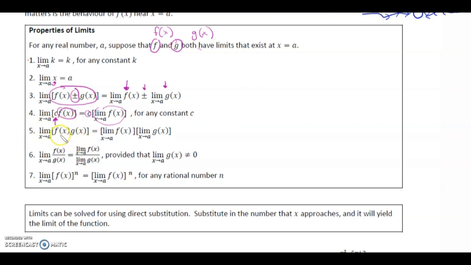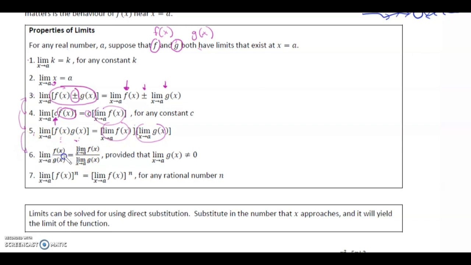Okay, 5, if we have two functions that are multiplied by one another, and these three are very similar, especially 3 and 5, what we can do is find the limit of f at x, the limit of g at x, and then multiply them. So we can find the limit of its components again. Same thing goes for 6.